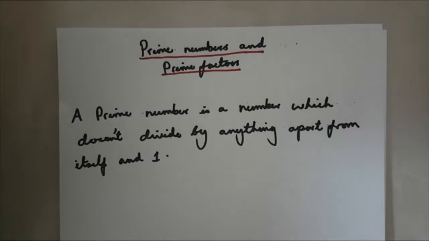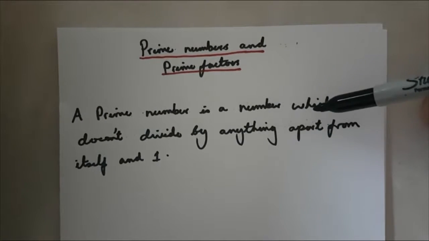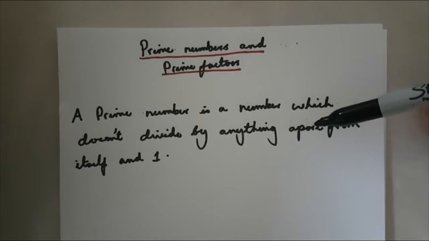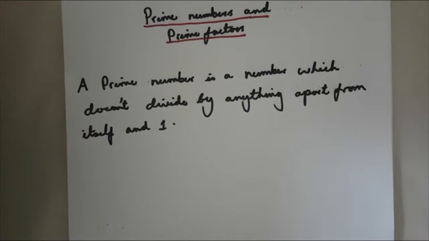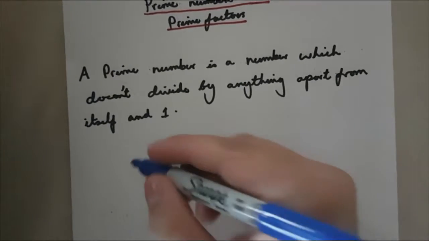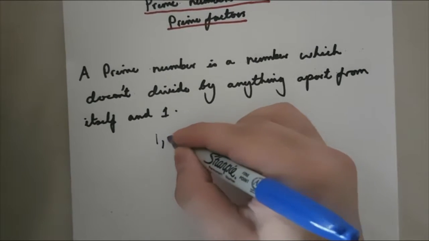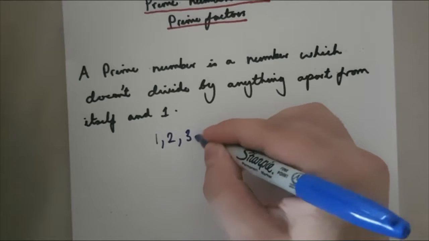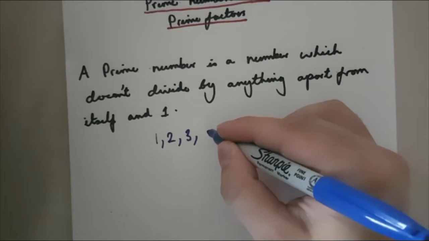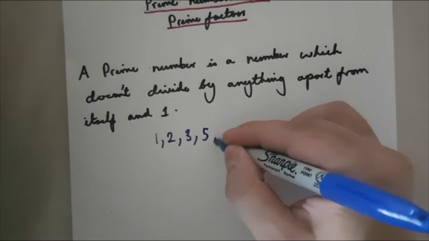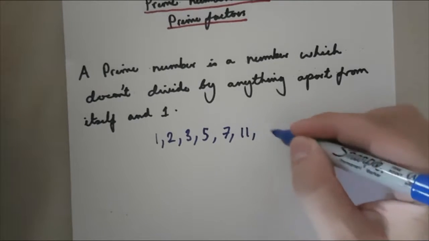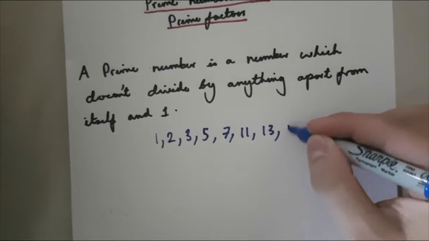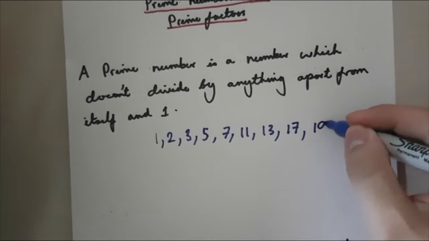So, prime numbers and the prime factors. A prime number is a number which doesn't divide by anything apart from itself and 1. So some examples of prime numbers are 1, 2, 3, 5, 7, 11, 13, 17, 19, and so on.